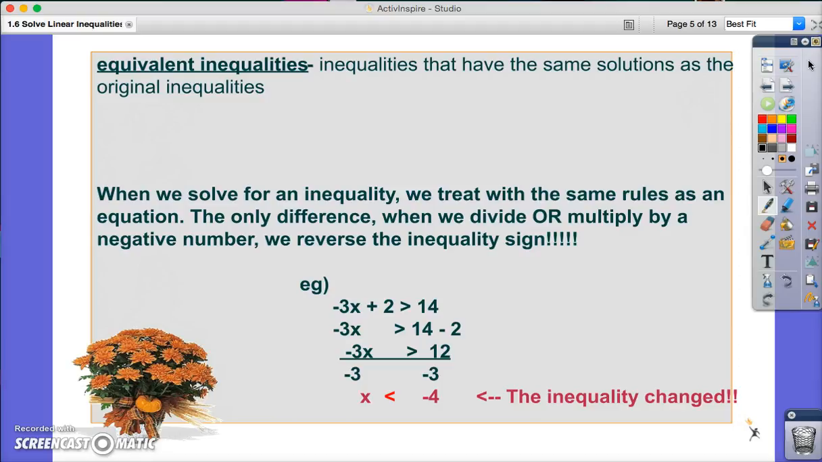So here's our example. Negative 3x plus 2 greater than 14. Take a look at the work that I did. We treat it as if it's an equal sign to solve. But in the end, if you notice, I divided both sides by negative 3. The only difference is when you divide or multiply by a negative, the inequality switches. So just be mindful of that.